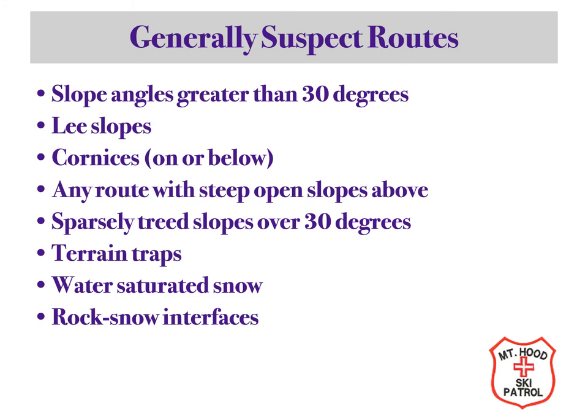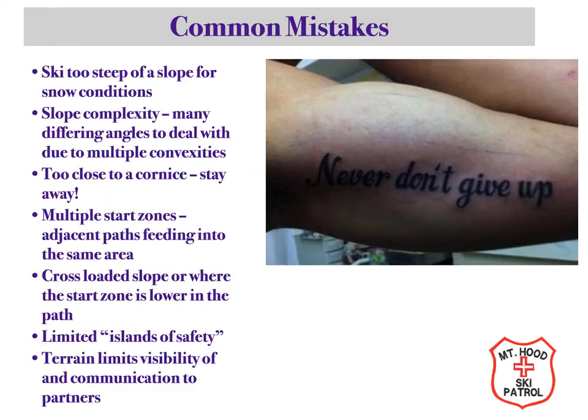This slide lists some areas to be avoided when traveling in avalanche terrain. We want to be hypervigilant when we're on or below slopes that have a slope angle greater than 30 degrees. For the most part, we want to avoid these slopes in all but the most stable conditions. Lee slopes, as well as ridges or slopes with cornices, should be avoided. And of course, avoid terrain traps. Also, be cautious around rock-snow interfaces. As we've discussed previously, these are candidates for fracture points in a slide.